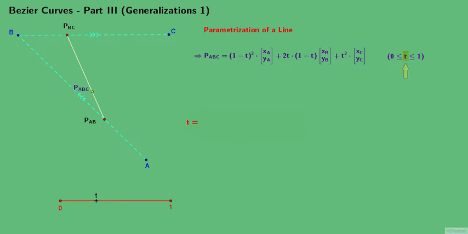T is equal to the distance between A and P sub AB, divided by the distance between A and B. It is also equal to the distance between B and P sub BC, divided by the distance between B and C. And for the last ratio, T is also equal to the distance between P sub AB and P sub ABC, divided by the distance between P sub AB and P sub BC.